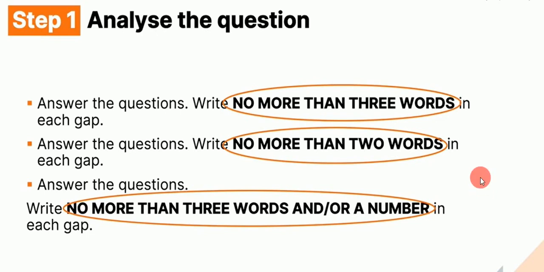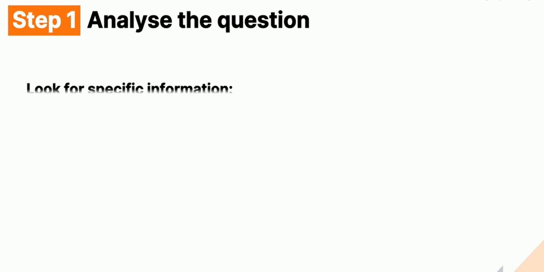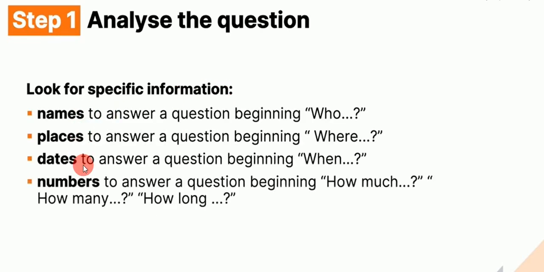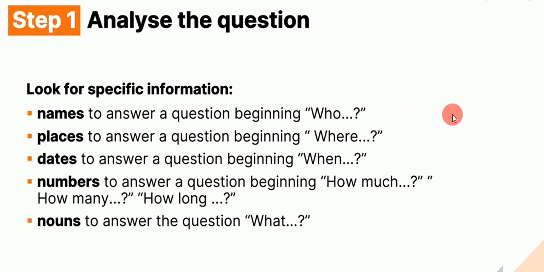These are some examples of specific information you might need to look for in the short answer questions. The specific information could be names, places, dates, numbers, or nouns. Therefore, it is important to pay attention to the question words, as these tell you what you need to scan for. So, for example, who indicates you're looking for names, and a question starting with the word where asks you to look for places.